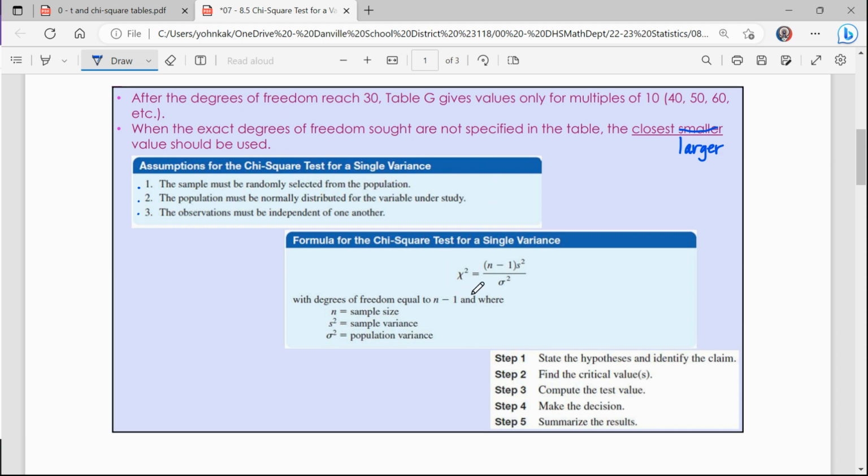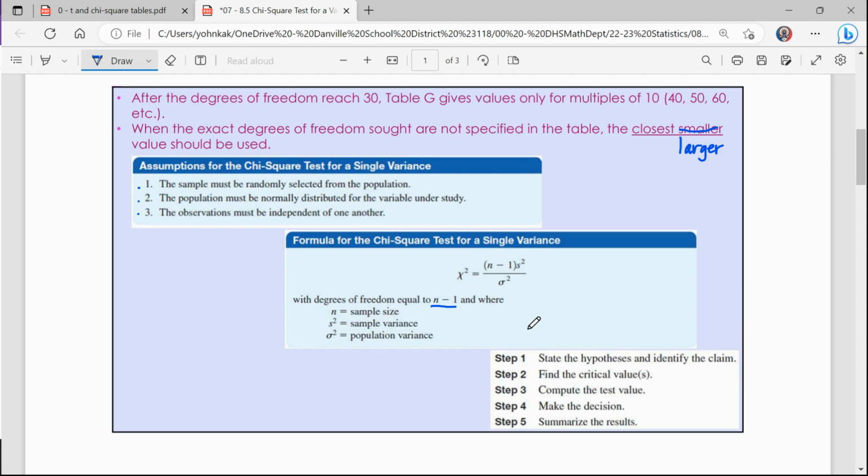We have a formula for the chi-square test statistic. Chi-square equals n minus 1, that's sample size minus 1, times s squared, that's your sample variance, divided by sigma squared, which is your population variance. Notice we have degrees of freedom equal to n minus 1.